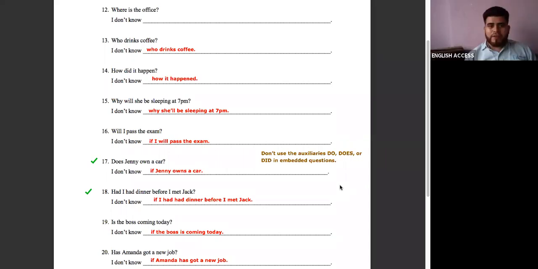How did it happen? I don't know how it happened. Oh, well, there were two cars going really fast, and one car went under the other car, and they caused a big accident on the highway. Why is she sleeping at 7 p.m.? I don't know why she'll be sleeping at 7 p.m. Well, she's going to be sleeping at 7 p.m. because she needs to wake up at 4 a.m. to get her things ready for the trip. You answered in the same way as if it were a normal question. Okay?